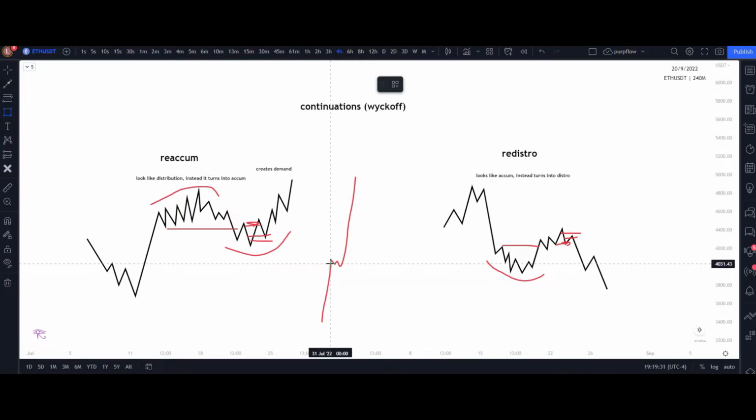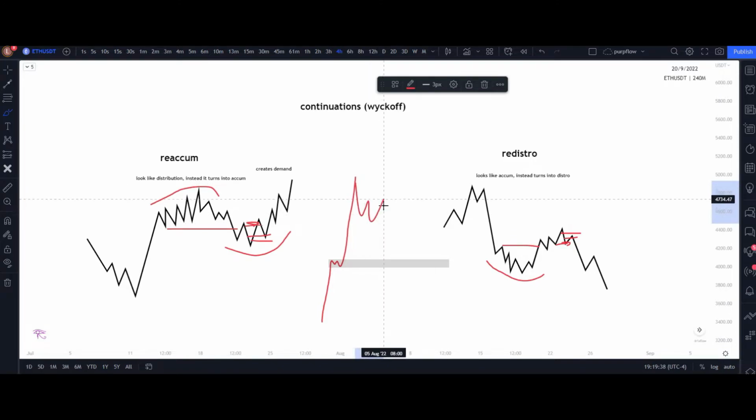So if we create demand, I now have a rally base rally, an area of demand to look to possibly buy if price comes down, mitigates it and then shows that continuation. So now we know where demand is created on continuations. Now we know where supply is created on redistributions. Let's see what this would look like.